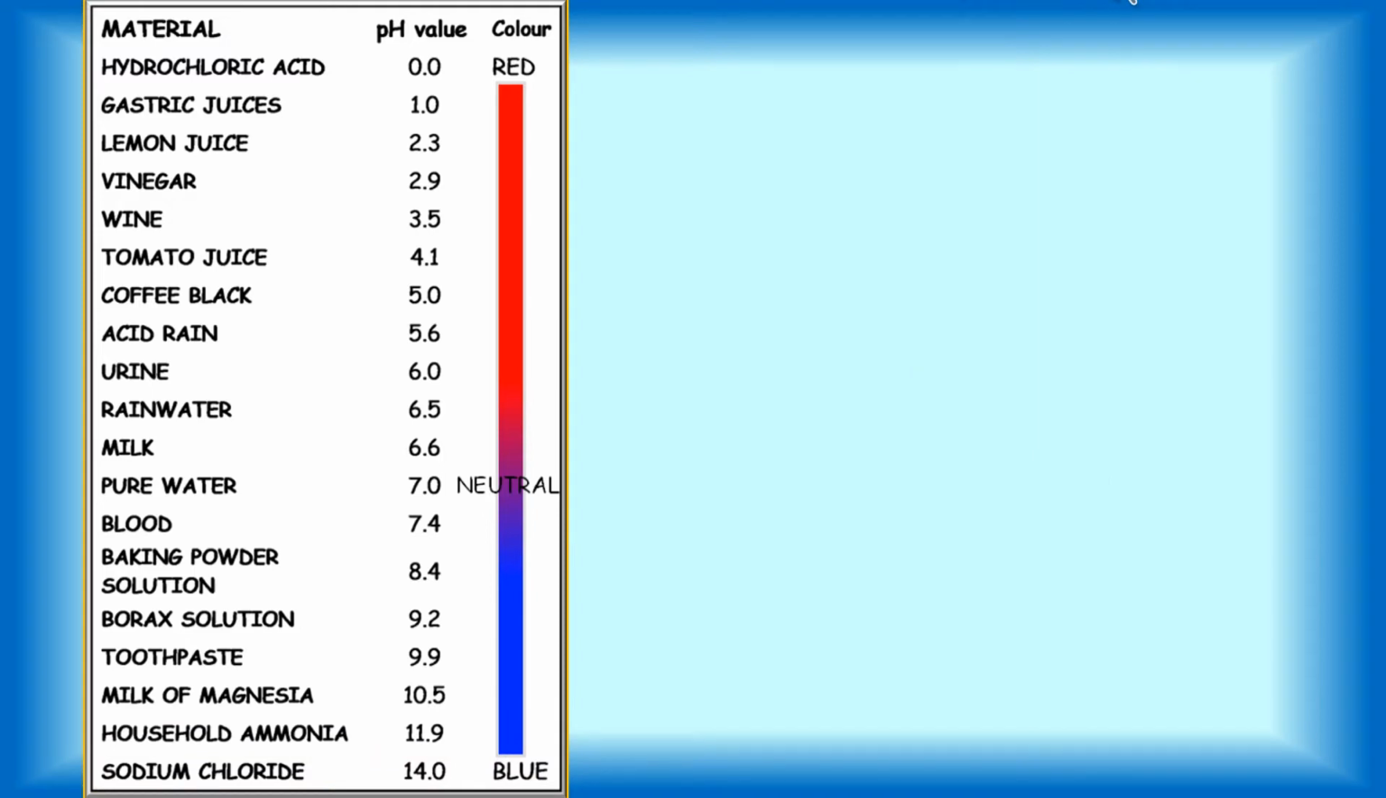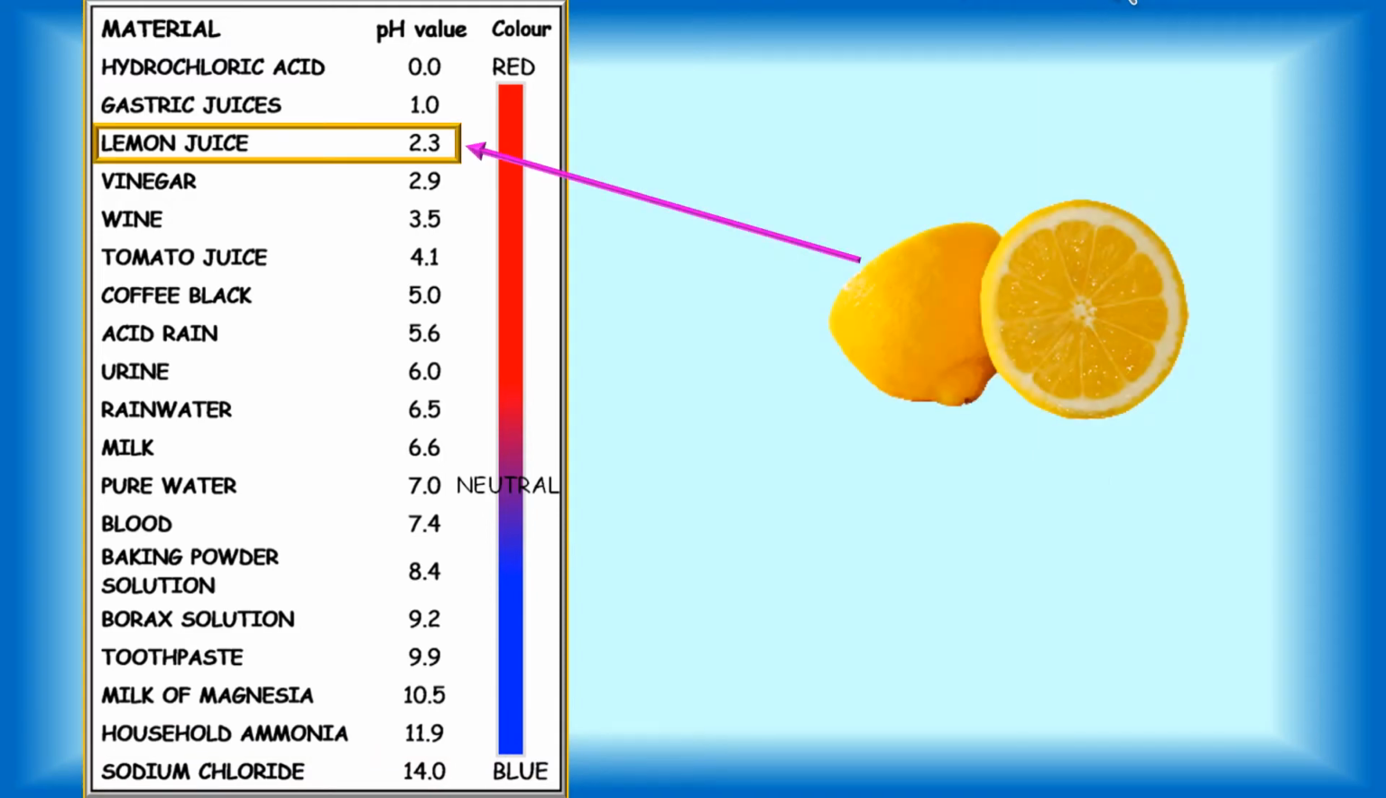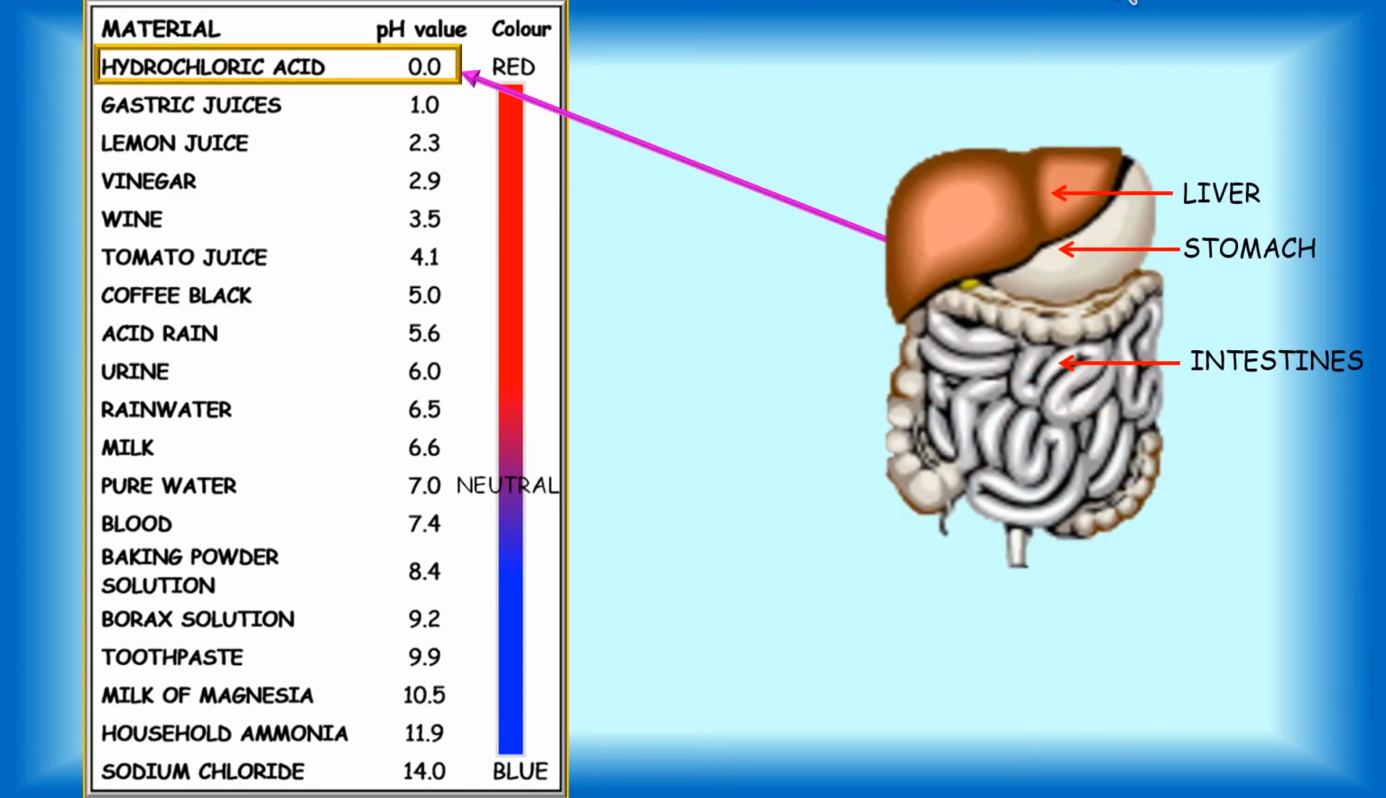Look at the materials that are acidic. Lemon juice has a pH value of 2.3. Hydrochloric acid is the most acidic material, with a pH value of 0. Hydrochloric acid can erode metals. It is a very strong acid. However, hydrochloric acid is found in the human stomach and is very important with helping to digest food. Although hydrochloric acid is a strong acid, it does not burn holes in the stomach.